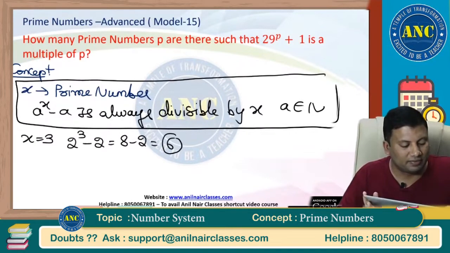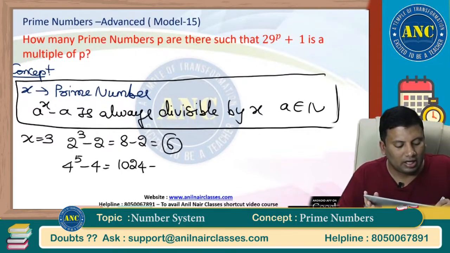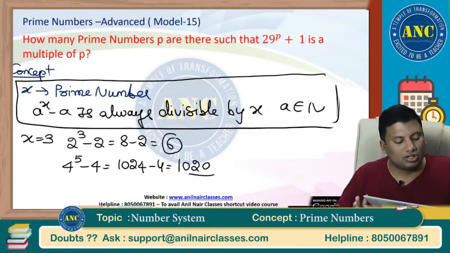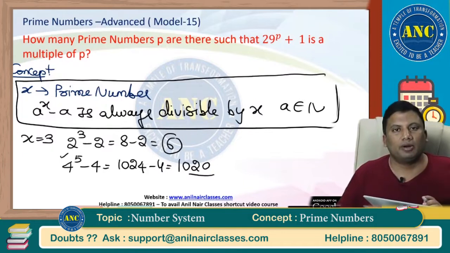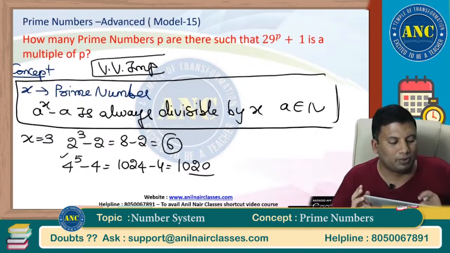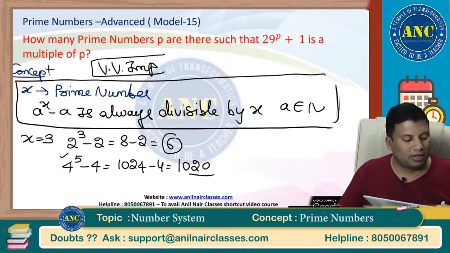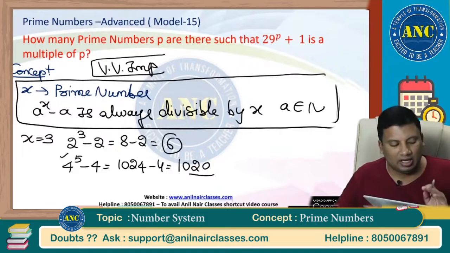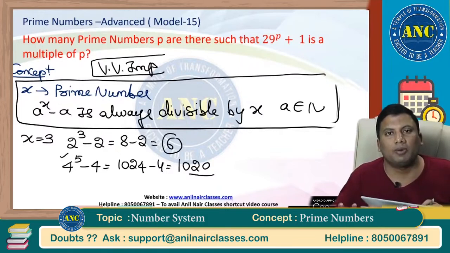If x is 5, 4 power 5 minus 4, this is nothing but 1024 minus 4, which is 1020. 1020 is perfectly divisible by 5. Very, very important key point. If x is a prime number, a power x minus a is always divisible by x if a is a natural number.